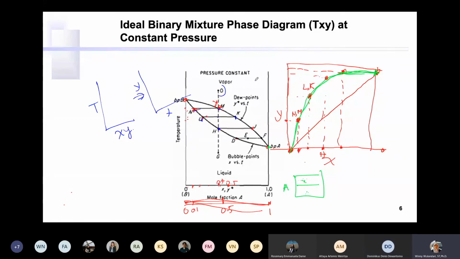Okay, this should be recorded, so you can go back and check this session if you want to, because I'm thinking to give you some exercise about how to change the pressure and how to change the TXY diagram to the XY diagram.